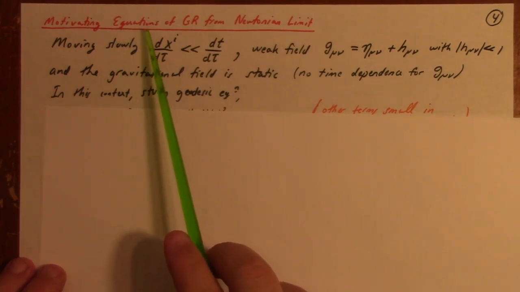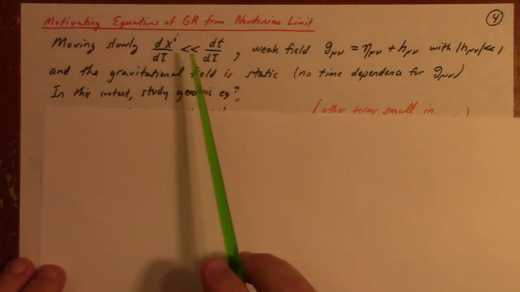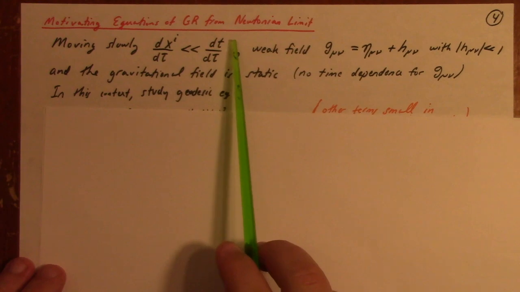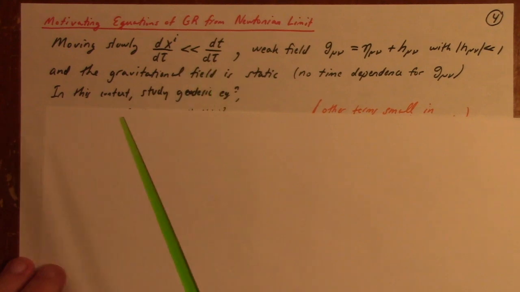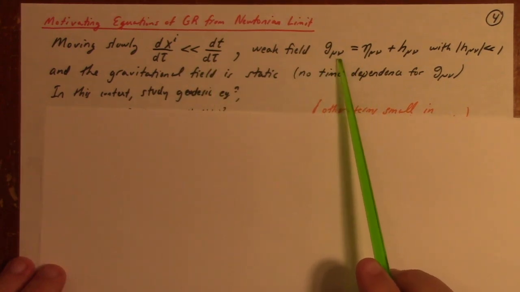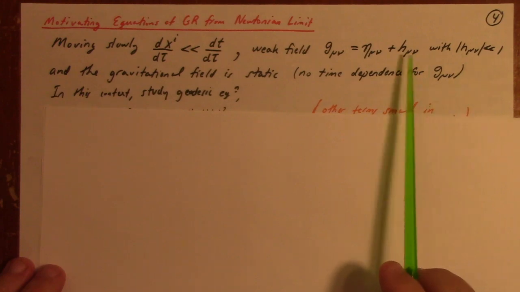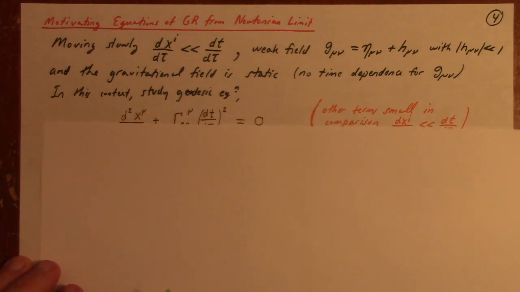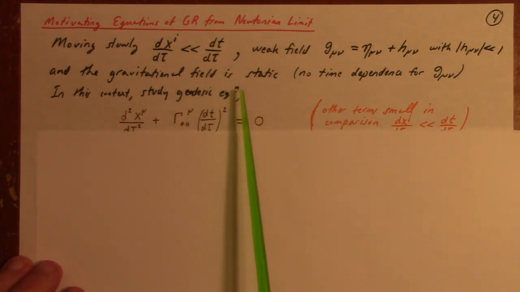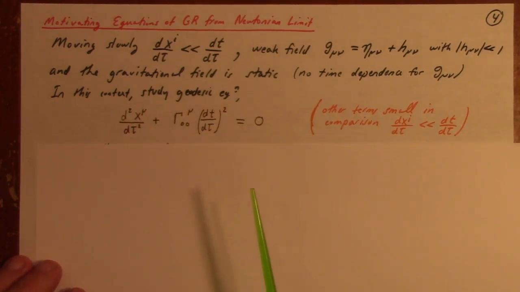So, like I said, motivating the equations of general relativity from a Newtonian limit. We're going to think about moving slowly, which means that the velocity is much smaller than the proper velocity, which is much smaller than the rate of change of time with respect to proper time. Also the weak field limit, which means that basically your Minkowski metric plus a little perturbation, this h mu nu, which is small in comparison to eta mu nu, which has got components of plus or minus 1 or 0. And the gravitational field is static, no time dependence for g mu nu. In this context, we're going to study that geodesic equation, see what it looks like. All right.